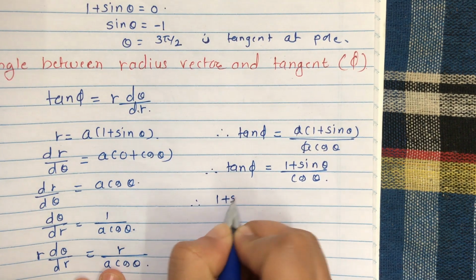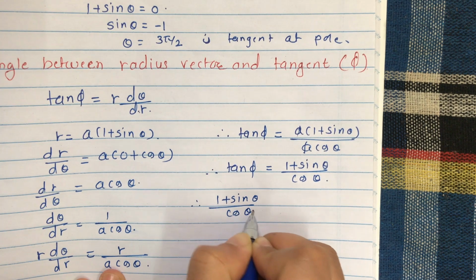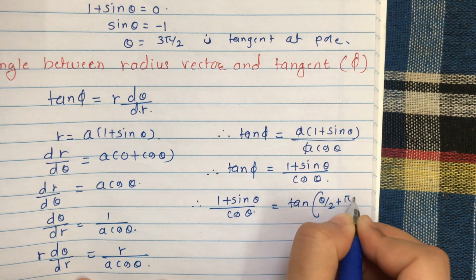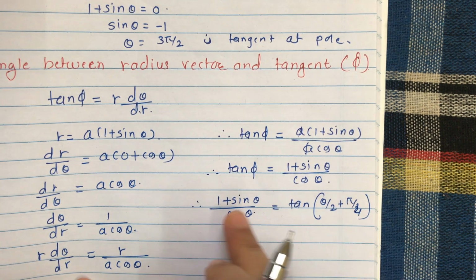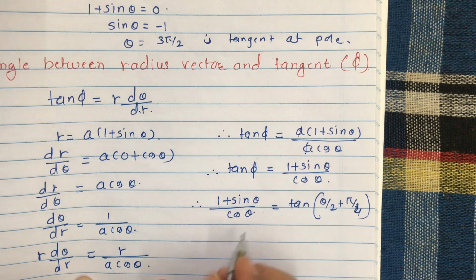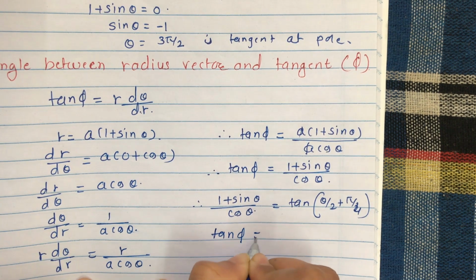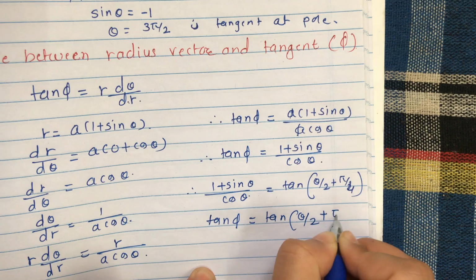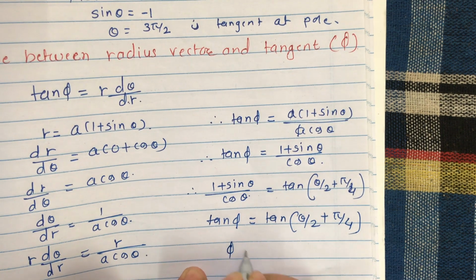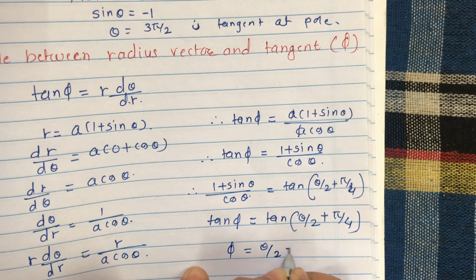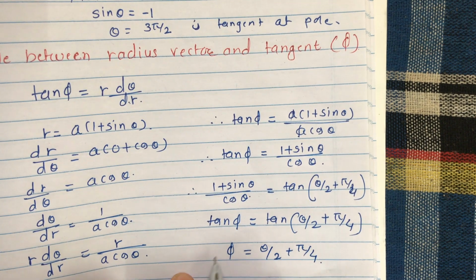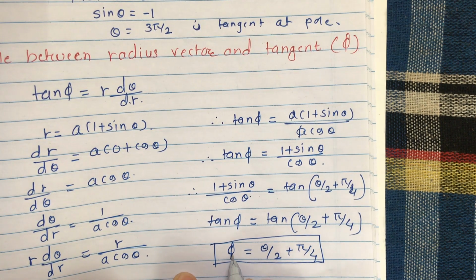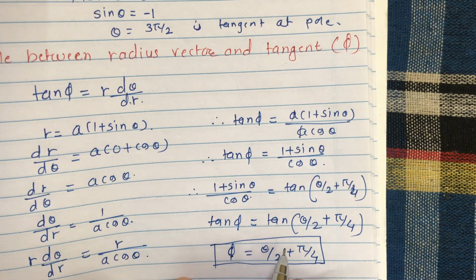Now (1 plus sine theta) divided by cos theta is equal to tan of (theta by 2 plus pi by 4). You can note this formula. Now using this formula I can write tan phi is equal to tan of (theta by 2 plus pi by 4). So phi is equal to theta by 2 plus pi by 4. So this is the relation between phi and theta. So phi is what? It is the angle between radius vector and tangent.